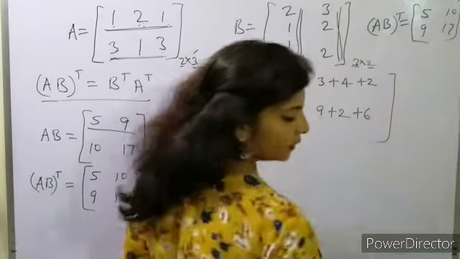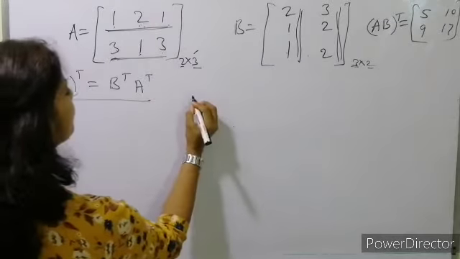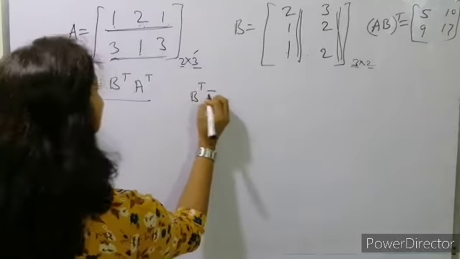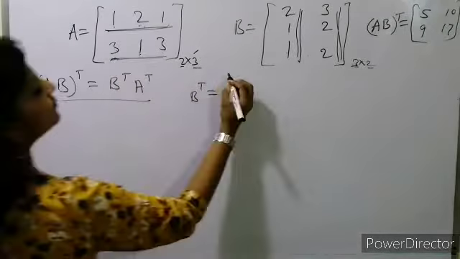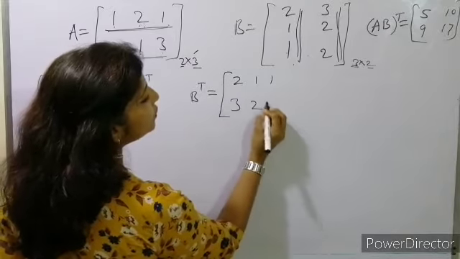Now we'll do the rest on rough, and find the values of B transpose and A transpose. B transpose will be a 2 cross 3 matrix, why? Because B is 3 cross 2. The first column will become the first row: 2 1 1. The second column will become the second row: 3 2 2.